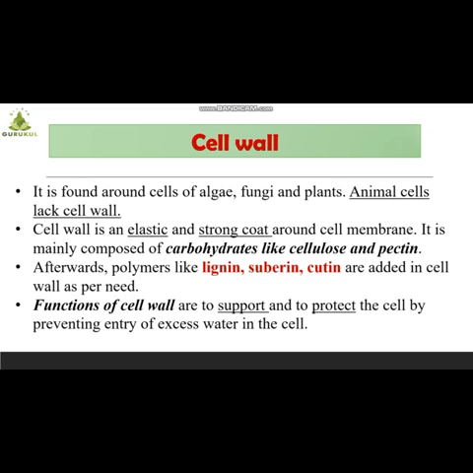Afterwards, polymers like lignin, suberin and cutin are added in the cell wall as per the need. Now students, what is a polymer? A polymer is a useful chemical which is made up of repetitive units. We have examples of polymers like lignin, suberin and cutin, which are added along with carbohydrates. So overall, cellulose, pectin, lignin, suberin and cutin are all the components of the cell wall. We can say like that.